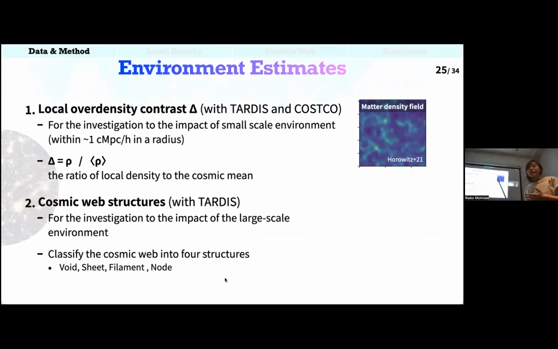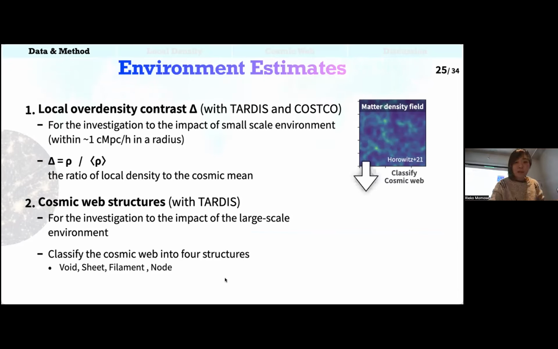So based on those reconstructed density maps, Cartis and Costal, we evaluated the galaxy environment in two approaches. The first approach uses a local density contrast, a local overdensity contrast, which we denote as delta, which is the ratio of local density to the cosmic mean. This approach would tell us the dependence of galaxy evolution on small-scale environments of a few cubic megaparsecs around galaxies. So in this study, we refer to the matter density within 2 cubic megaparsecs around galaxies. The second one focuses on the cosmic web structure in order to see the influence of much larger scales on galaxy evolution.